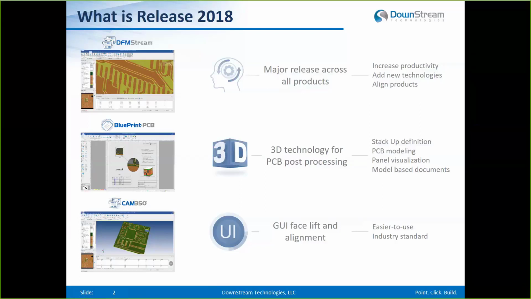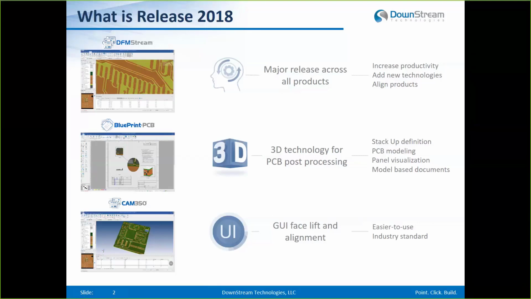PCB modeling, want to show in greater detail either the entire PCB or a portion of the PCB. Panel visualization, being able to see a panel in 3D. This is something we feel is probably unique that we're doing, is when you create a panel over here on the CAM350 side, we can bring that into Adobe and look at it in 3D, or you can look at it in the CAM350 tool as well in the panel form.